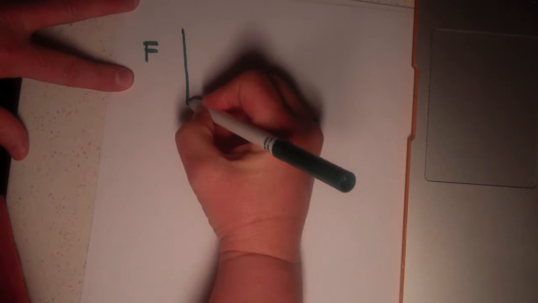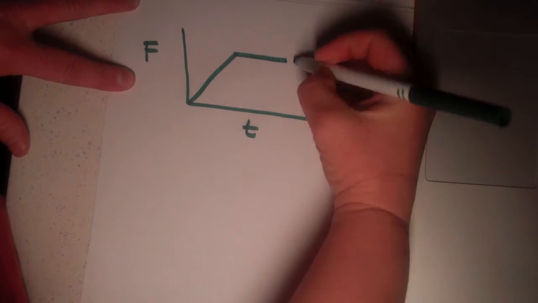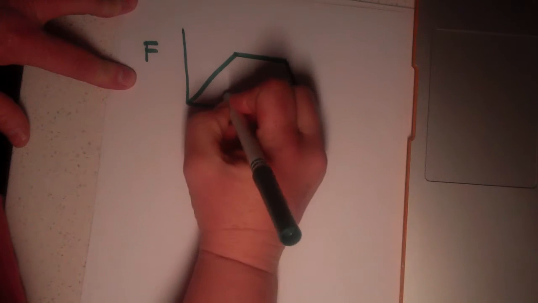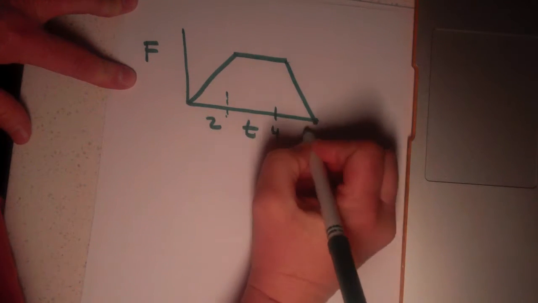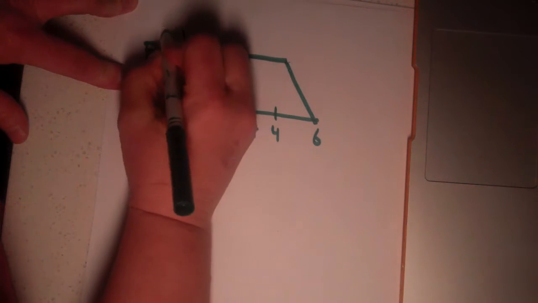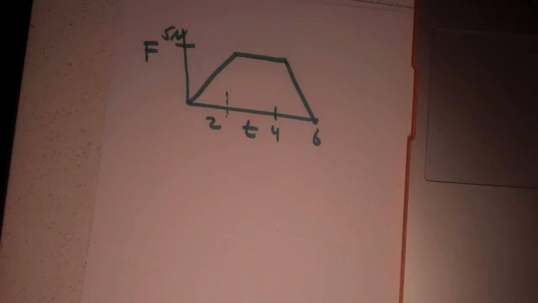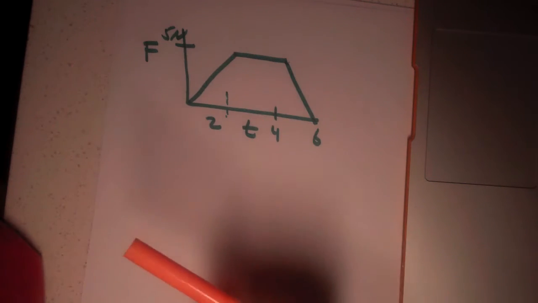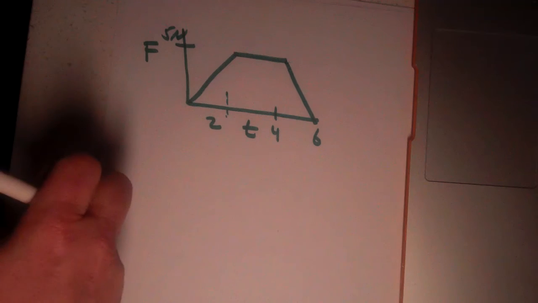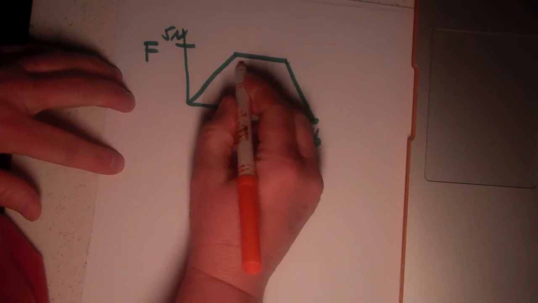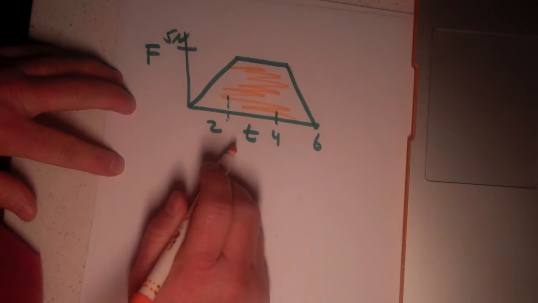For instance, what if you had this? Force, time, 2, 4, 6, 5 newtons. The force varies. It's not the same at each point, but we can still get the impulse. We can still see how much of a change of velocity we have simply by finding that space.